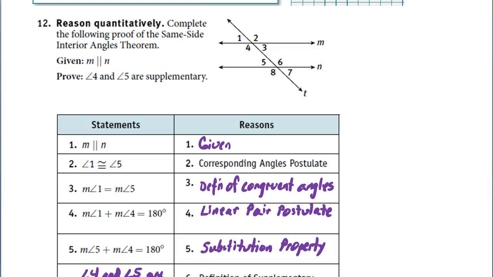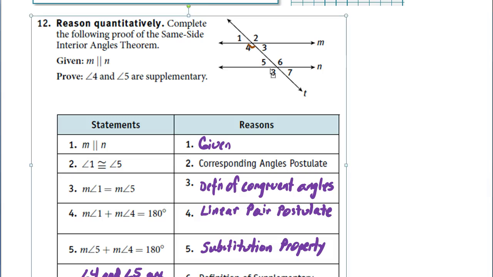Number 12, complete the following proof of the same side interior angles theorem. Because this one was a theorem and not a postulate, it can be proved to be true. Our given information is that we have some parallel lines and then this transversal passing through, and we want to prove that angle 4 right here and angle 5 right here are supplementary. These are same side interior angles. We want to actually prove that they're supplementary. So start by writing down the given information.